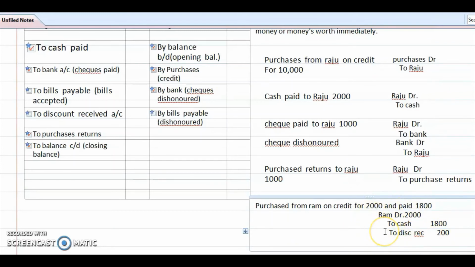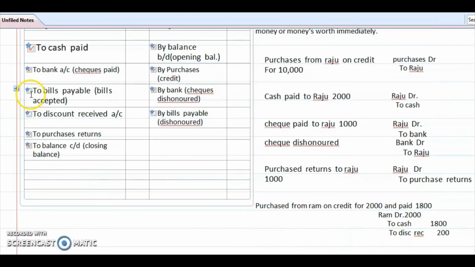This is a compound journal entry. I hope you remember. So in the compound journal entry, what will you write? Ram account debtor 2000 to cash. We paid only 1800, so 200 is discount received. So for discount received in a creditor's account, what will you write? Ram is a creditor, so the other account is discount received, which is on the credit side. So where do we have to write? We have to post it on the debit side of the creditor's account, that is Ram account. So to discount received, this 200 we will write here.